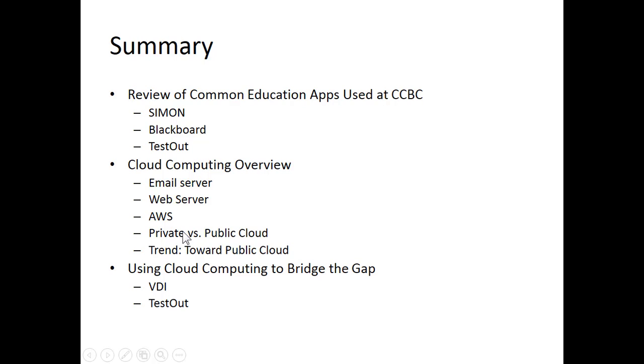A private cloud is when you are running programs on your own data center, and a public cloud is when you're running programs on somebody else's data center, such as Amazon Web Services. A major trend that we are seeing is a shift toward organizations putting all of their servers on Amazon Web Services, and all their users need is an internet connection. And then we saw that the VDI can be used to allow users access to resources that they otherwise would not have access to.